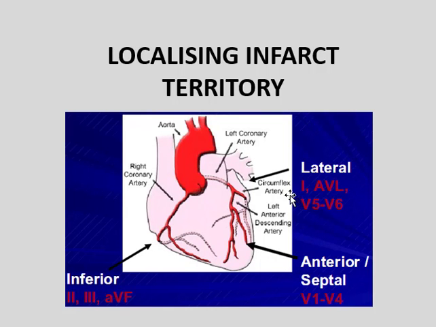There are other ways of remembering that. You can visualize the vessels in your mind. The inferior wall of the heart is supplied by the right coronary artery and is read by leads 2, 3, and AVF. The lateral part of the heart is supplied by the left circumflex usually, and that part of the heart is read by leads 1, AVL, V5, and V6, and lead 2. And the anterior septal part of the heart is read by leads V1 to V4, and that is supplied by the left anterior descending artery. The most important and biggest supply to the heart is from the LAD.